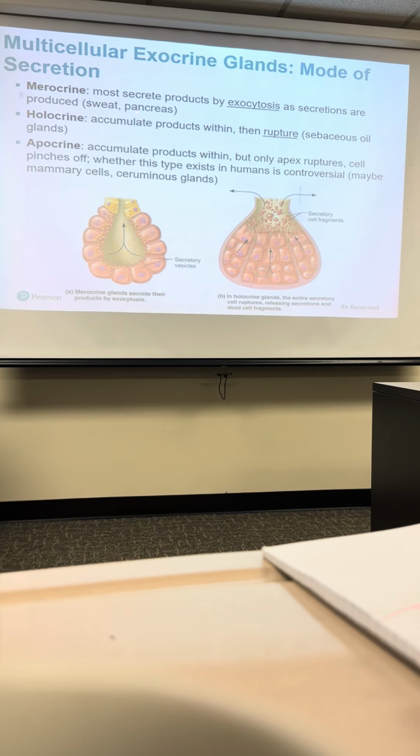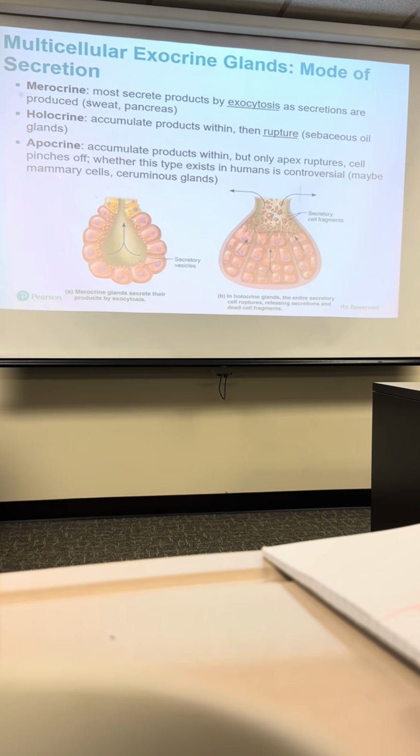That is happening by the secretion of the sweat and secretion from the pancreas. Do you know what is secreted from the pancreas? Your insulin, glucagon, right? So these are happening by the merocrine. So what about the holocrine? Holocrine is they are actually storing until they rupture. They are storing until they get ruptured. That is how they are actually secreting. So that is why this is called holocrine. They accumulate products within and then rupture. For example, your sebaceous oil glands.